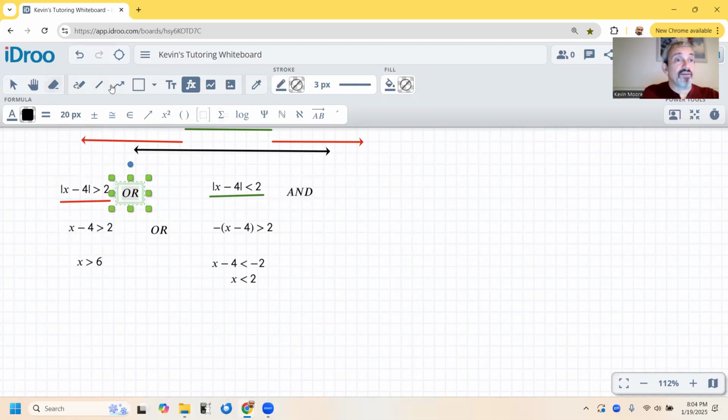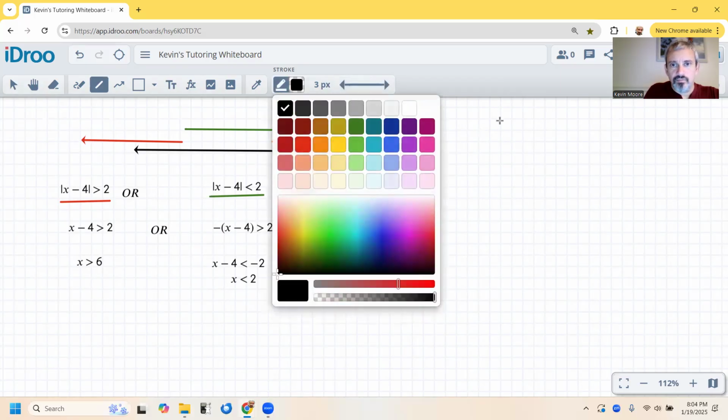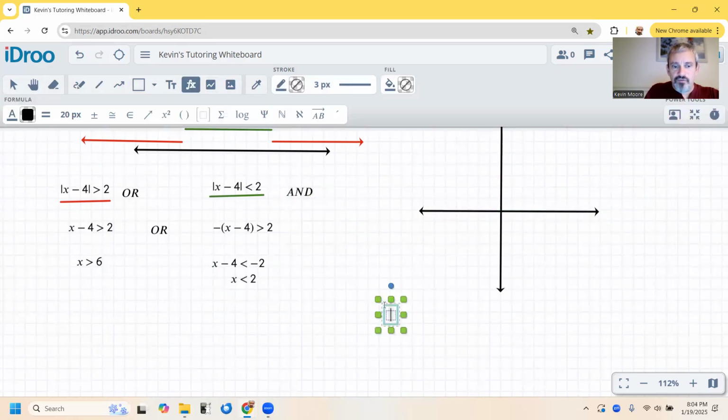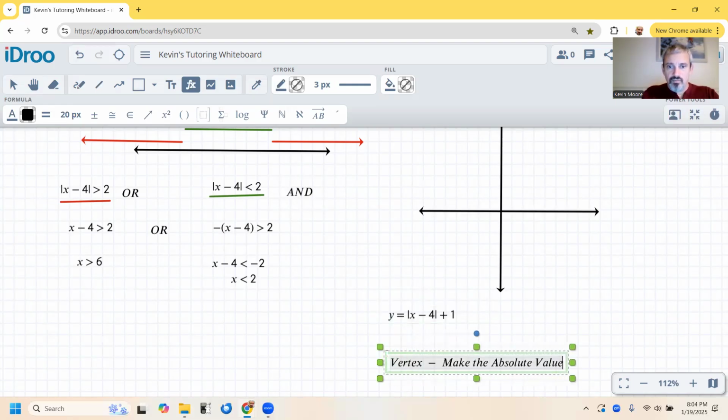Let's try one more where we want to graph something. Let's say I want to graph on a Cartesian plane y equals absolute value of x minus 4 plus 1. Well, the first thing you want to do is find the thing that makes this absolute value 0. That's going to be called the vertex. What number does that? 4 does that.